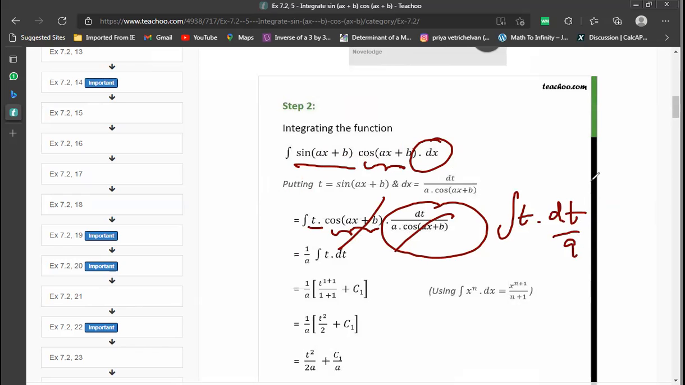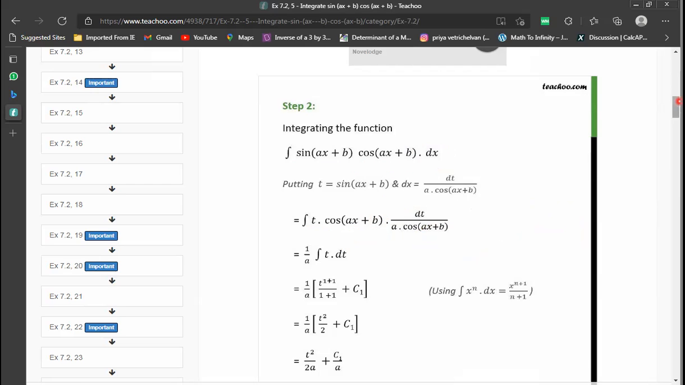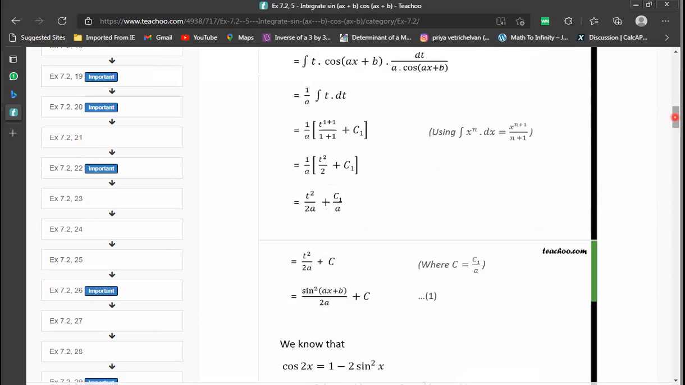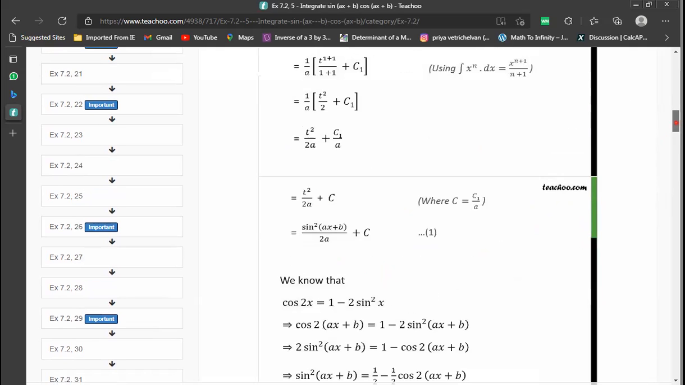Take the a outside, which is 1 by a. So you'll be integrating the t alone. Integration of t is nothing but t square by 2, isn't it? T square by 2. And what is t? T is nothing but sine of ax plus b. So t square is sine square ax plus b. Understood? Yes, ma'am.